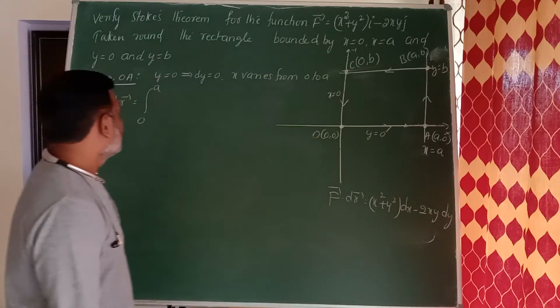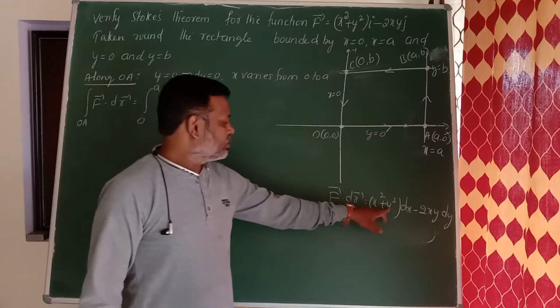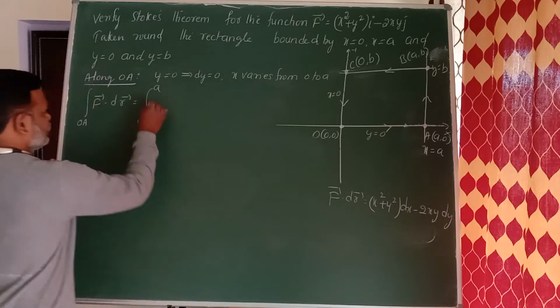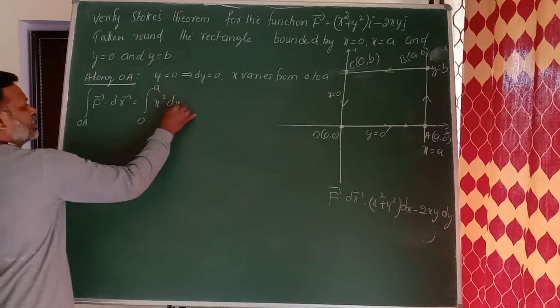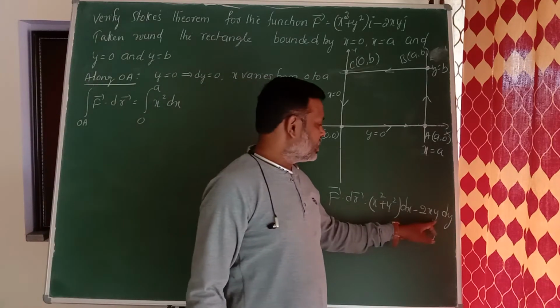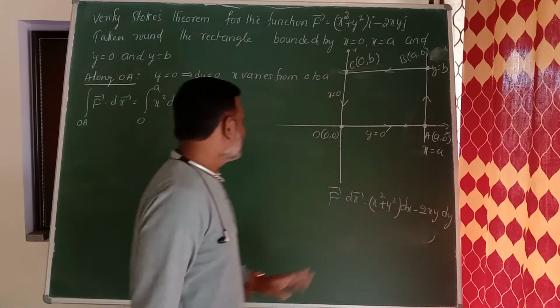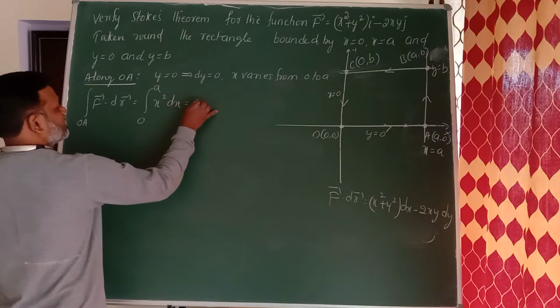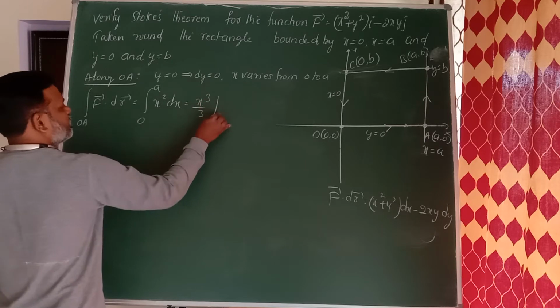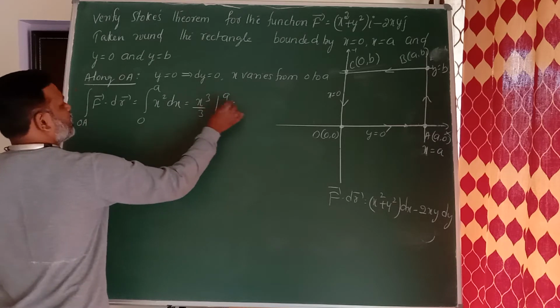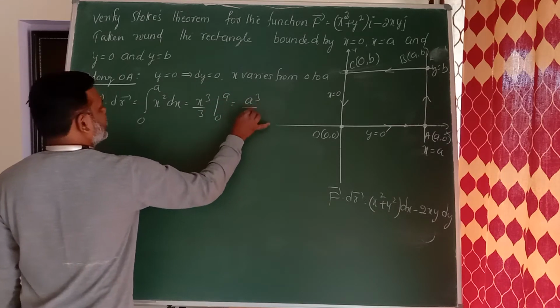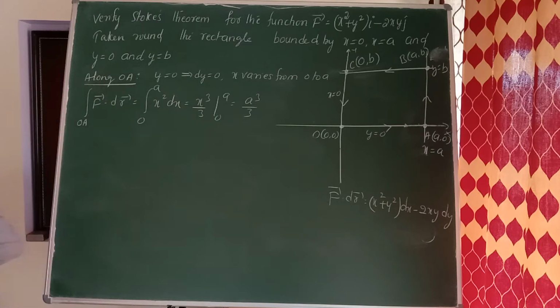Have a look on this. When y is equal to 0, this becomes x square dx, and since y is equal to 0 and dy is equal to 0, the entire second term vanishes. Now the integration of x square is x cube by 3 from 0 to a. Just apply the upper limit. What happens here? A cube by 3.